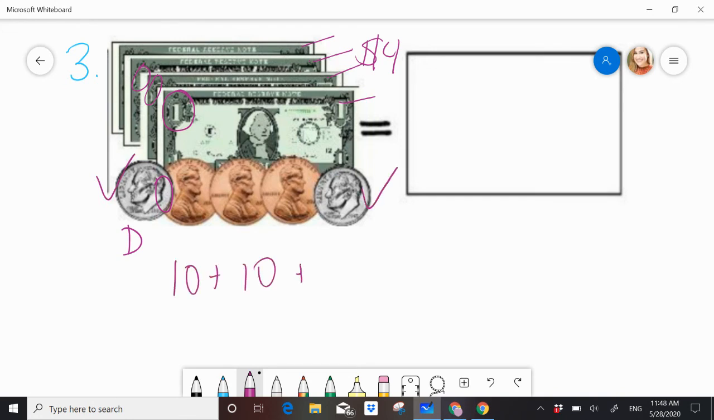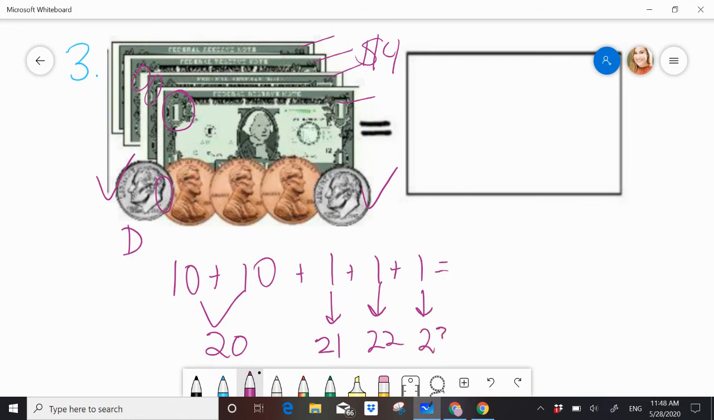10 plus 10, and then these are all pennies. Plus 1, plus 1, plus 1. 10 plus 10 equals 20. Plus an extra 1 equals 21. Plus another 1 equals 22. Plus another 1 equals 23. So I have 23 cents.